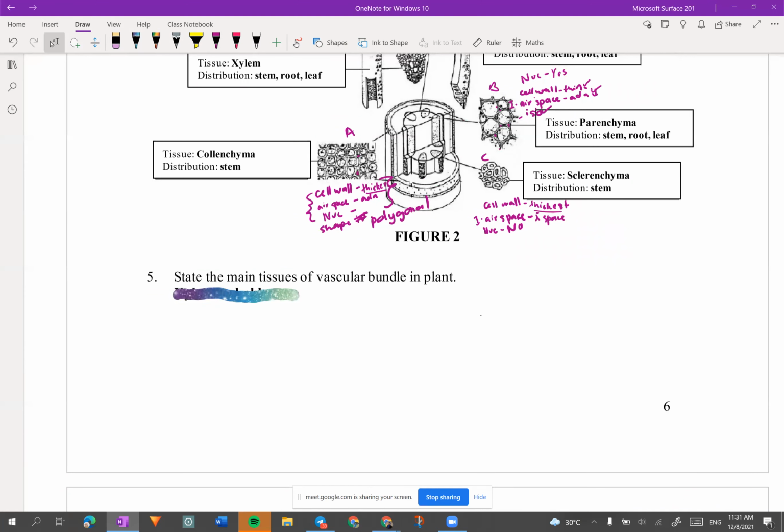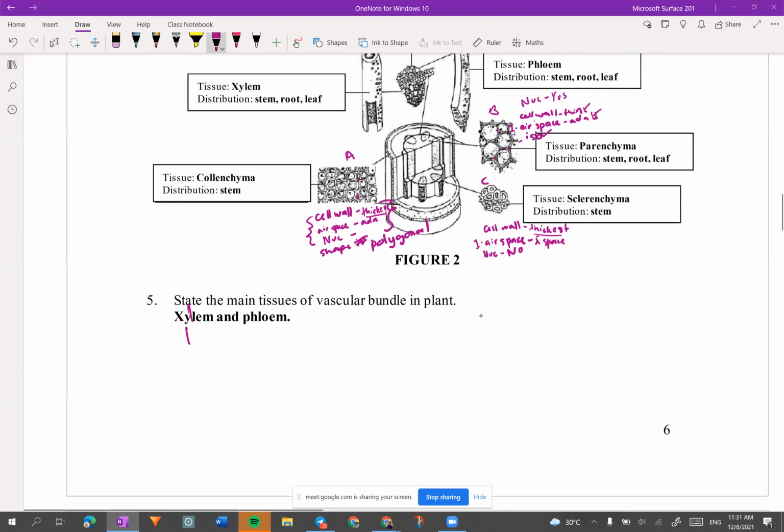So kita tengok nombor 5 pula. State the main tissue of vascular bundle in plant. Okay, apa dia? Xylem dan phloem. Well done. Xylem angkut apa? Water and mineral. Phloem angkut apa? Food. Okay, yang itu kena ubah sikit.